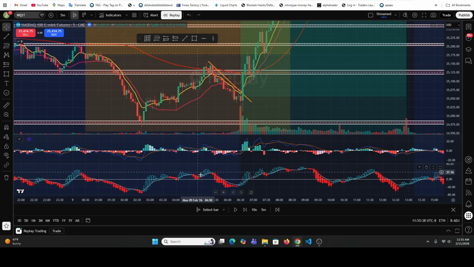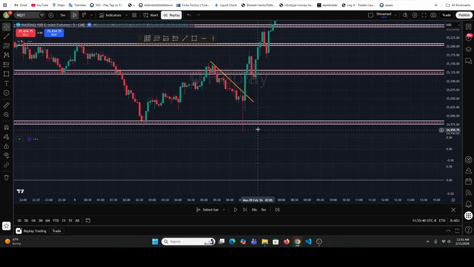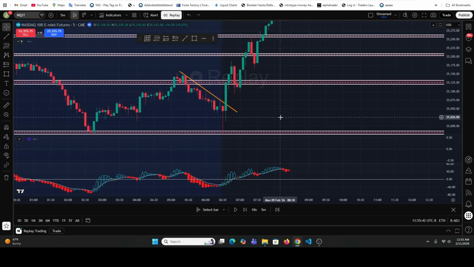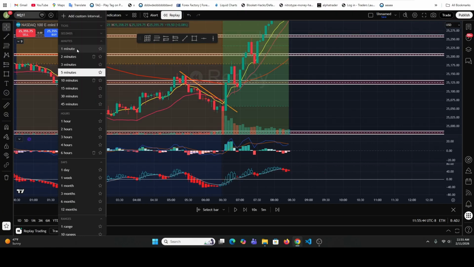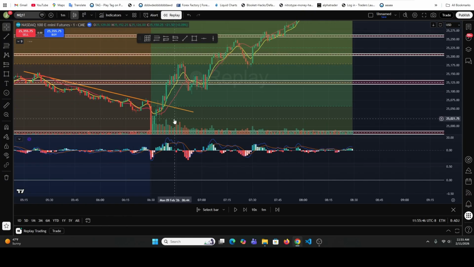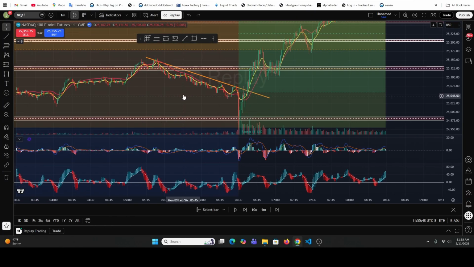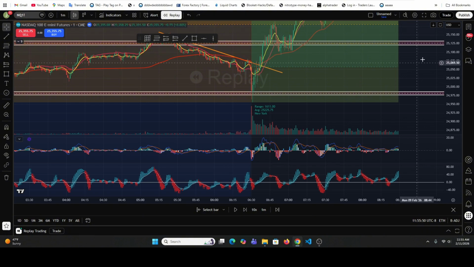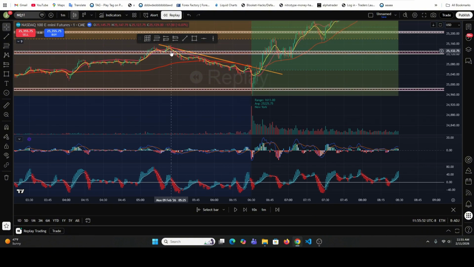Now we're going to come down. Let's select a bar so we don't get out of place here. And we're going to go to our 1-minute. And we're going to say, okay, I'm waiting for price to do what? Either break my trend line or break this level down here.